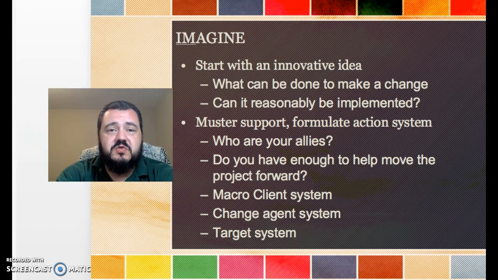All right, next is you muster support. You muster support and you formulate action systems. So this is where you have to start asking yourself in your paper, who are your allies? You might want to start listing who they are and looking at the kinds of power that they have and also the kinds of leadership styles that they use. We'll get into leadership styles in just a second. But you need to know who your allies are, how strong of an ally they are, and how useful they will actually be as you move forward in your project. Don't assume that you can do this project in a vacuum. You have to get other people helping you.